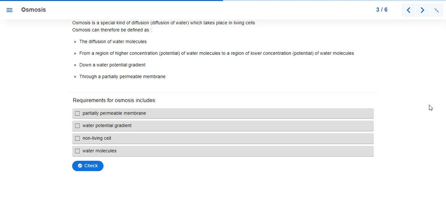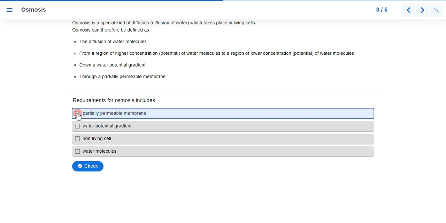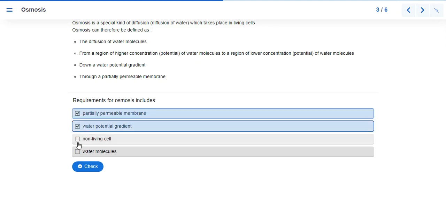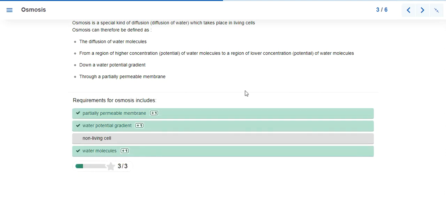It takes place in water molecules and takes place from a region of higher concentration of water to a region of lower concentration of water, which is also known as from a region of higher water potential to a region of lower water potential, down a water potential gradient through a partially permeable membrane. So the requirements of osmosis include a partially permeable membrane, water potential gradient, non-living cell, no, water molecules, yes.